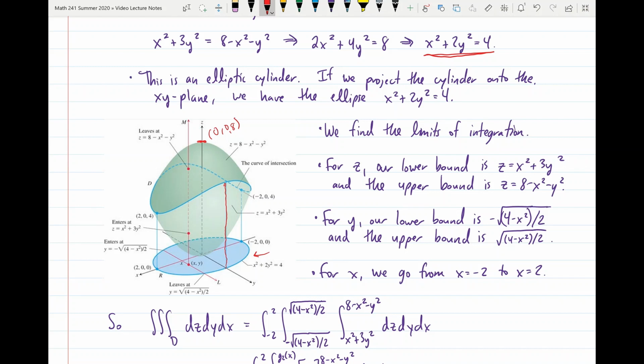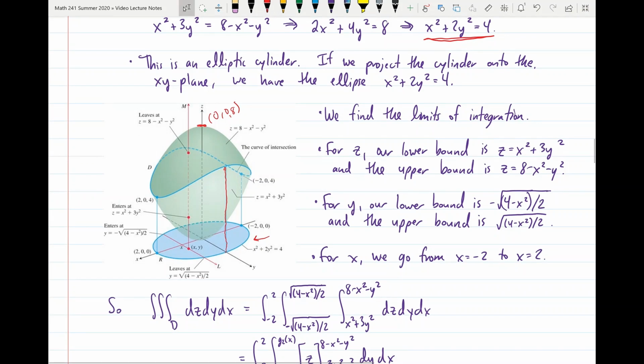Things don't have to be perfect or pretty or exact like they have it in the picture here, because you can do that when you're using online software. But if you're not using online software, you really just need a good enough idea to find the limits of integration. And as long as you can do that, I don't care how pretty it is.